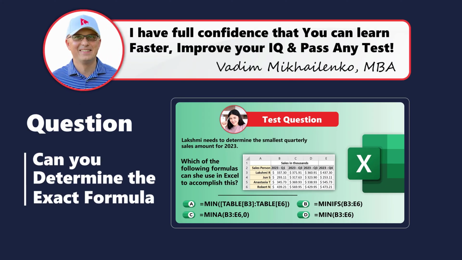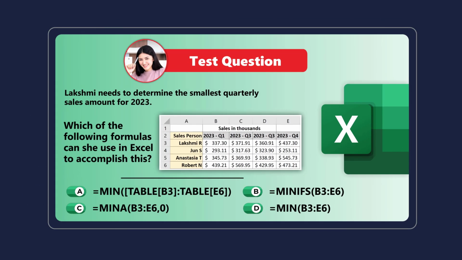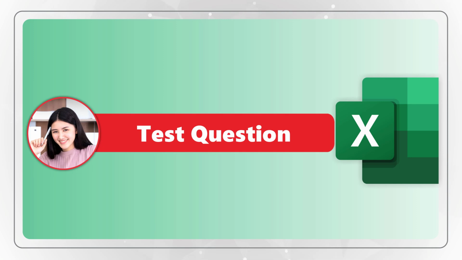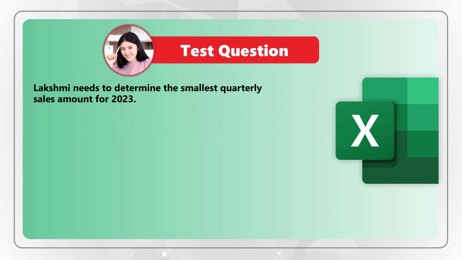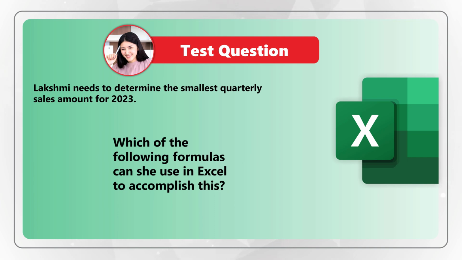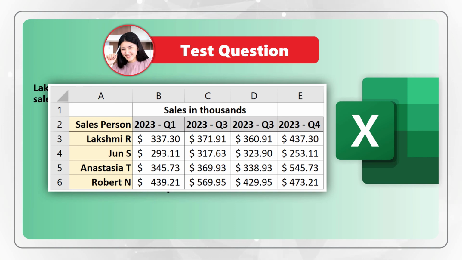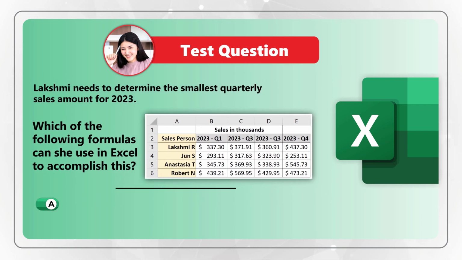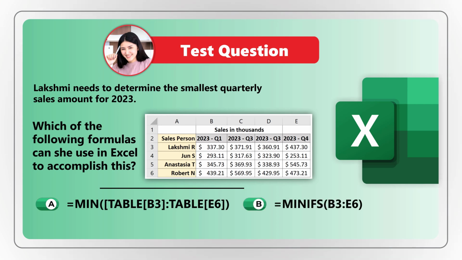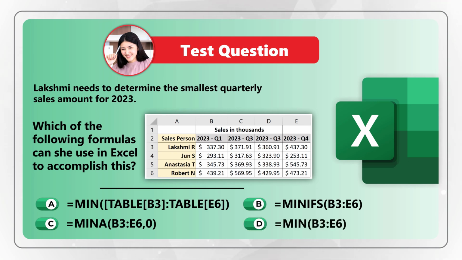Here's an amazing question to test your knowledge of frequently used Microsoft Excel functions. Lakshmi needs to determine the smallest quarterly sales amount for 2023. Which of the following formulas can she use in Microsoft Excel to accomplish this? You're presented with a snippet of data, and you have 4 different choices. Choice A, MIN, and then in parentheses B3 through E6. Choice B, MINIFS, and then B3 through E6 in parentheses. Choice C, MINA, B3 through E6 in parentheses. And last but not least, choice D, MIN B3 through E6.